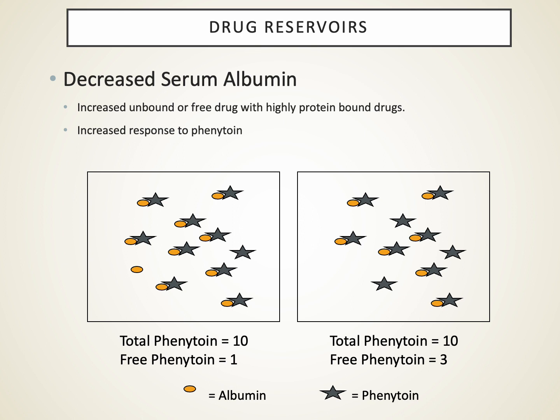In those circumstances, we would be concerned because, even though the total level that the lab would measure is the same in both patients, the patient on the right who has less albumin has 3 times as much drug that can cross membranes. And so that patient on the right may actually exhibit what looks like Dilantin toxicity because their free levels are higher.